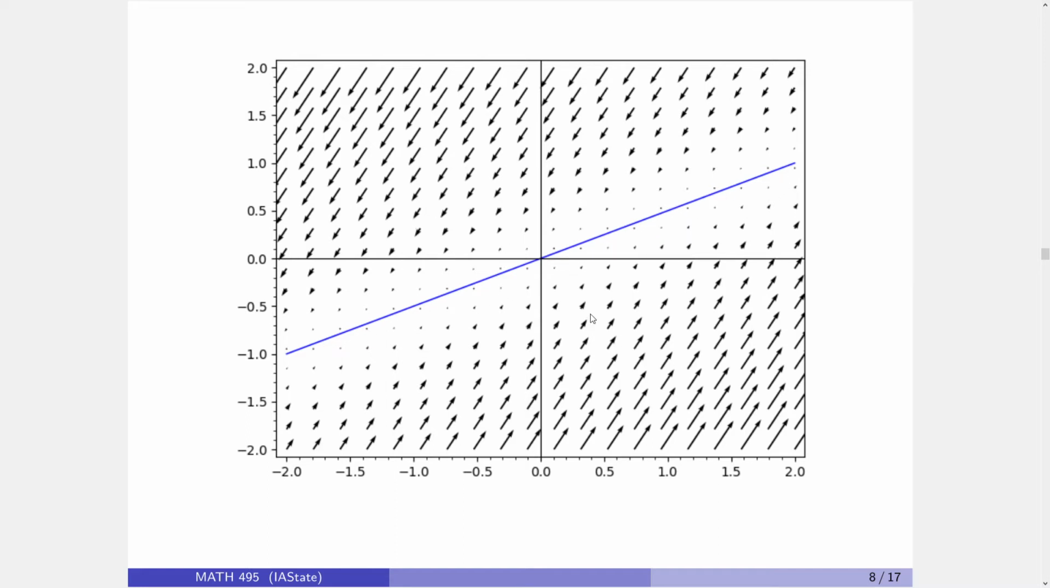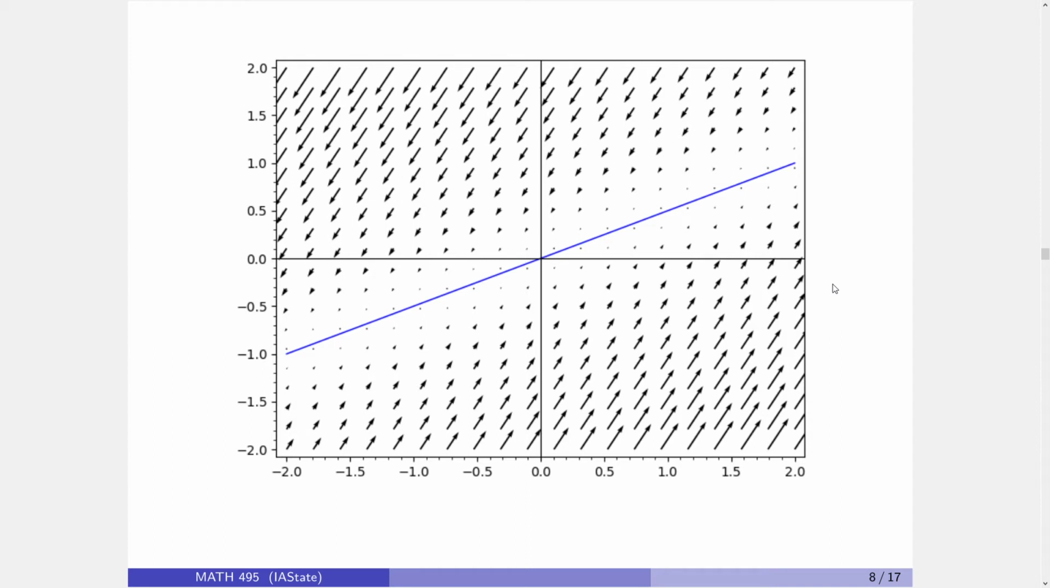But everything that's off of it, note, if you're below the line, then the derivative will be positive, so the slopes are going to be pointing up, and if you're above it, then the derivative will be negative, so we will be decaying. Very fun. Okay. All right.